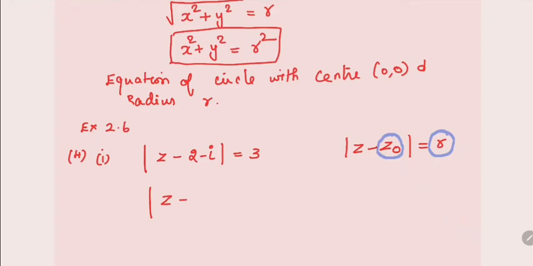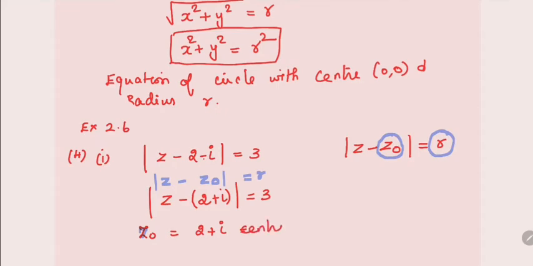From these two terms I'll take the minus common, so this will become |z - (2 + i)| = 3. Now you see that it is in the form |z - z0| = r, written within the modulus. So what is z0? z0 is nothing but the center. They ask for the center. So z0 is 2 + i, that is the center.